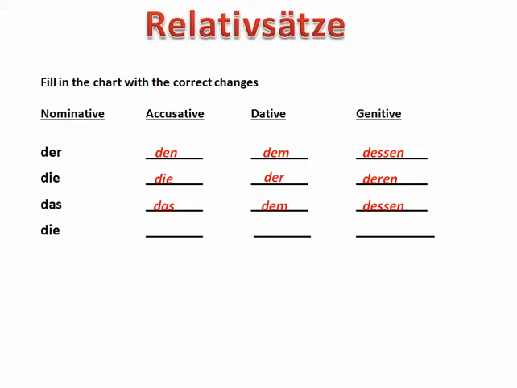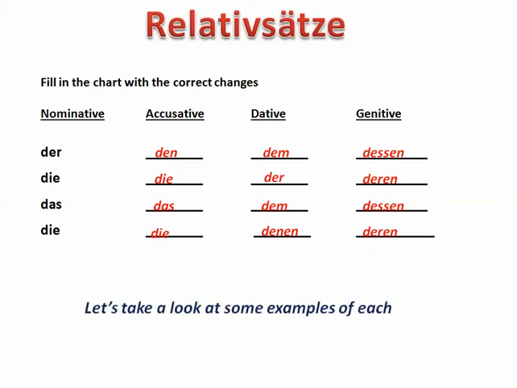For the plural nouns, it will remain die in the accusative, changing to denen in the dative plural, in the dative or indirect object case, and in the genitive will be deren as well. So now we're going to take a look at some examples of each case.